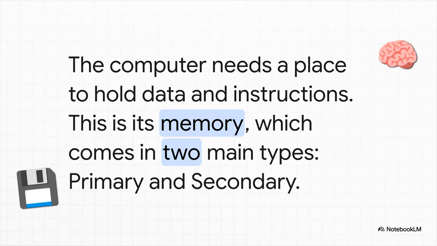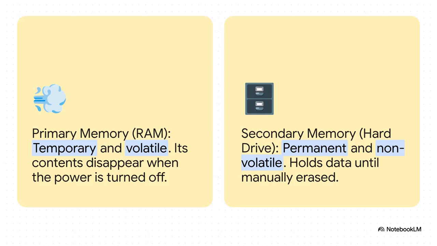So the CPU is processing billions of things a second, but it needs a place to hold all this data and all the instructions it's working with. Well, that place is the computer's memory. And just like our own brains, it has both a short-term and a long-term memory. Primary memory, or RAM, is the computer's short-term memory.